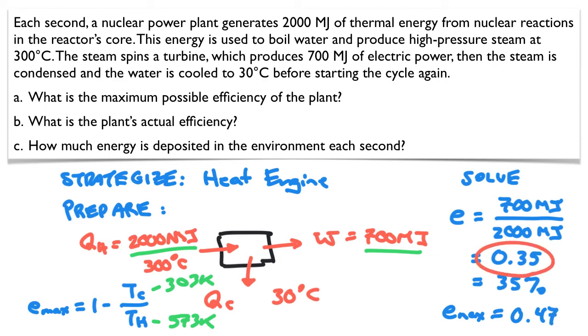And you might think, well, 35% efficient, that's pretty terrible. Nature limits us to an efficiency of no more than 0.47. So it's actually fairly close to the maximum possible efficiency. They're not doing too bad.